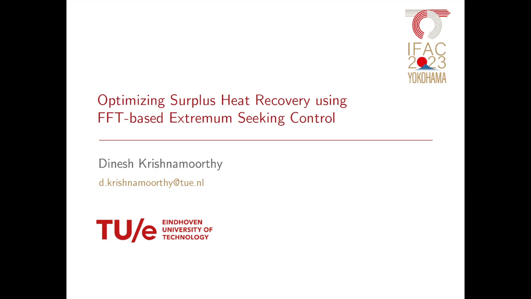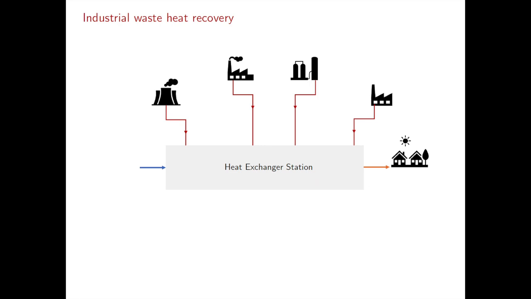Industrial processes typically generate vast amounts of surplus heat which is lost to the ambient. Instead of releasing the surplus heat to the surroundings, this energy can be recovered and utilized, for example, for local district heating. Efficient management of the heat exchanger network is an important factor in maximizing the surplus heat recovery.